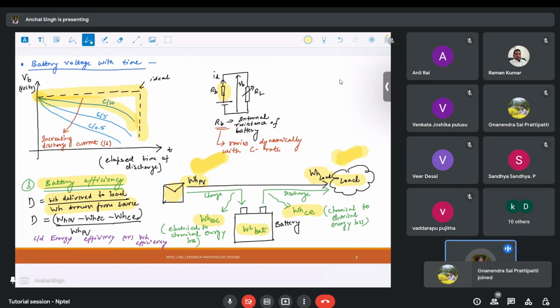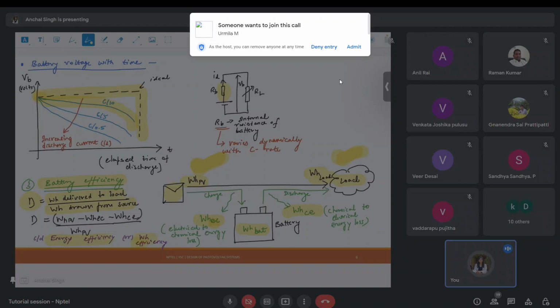So it can be written in multiple formulas. You can write WH battery as WHPV minus WHEC, or you can write WH load equals WH bat minus WHCE. If you remember this diagram, you'll be able to write all in terms of any equations. You just have to remember this efficiency notion. What is the basic meaning of efficiency? That's it. This battery efficiency is also called energy efficiency or watt hour efficiency.